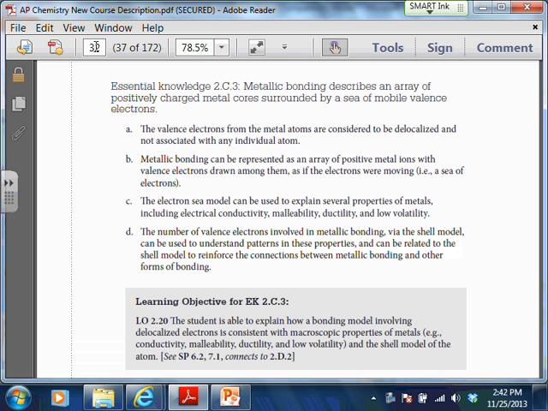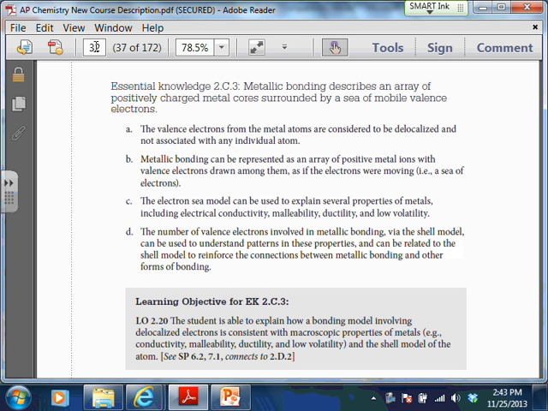Metallic bonding, it says, describes an array of positively charged metal cores surrounded by a sea of mobile valence electrons. You can see the wording that they're using there. The valence electrons from the metal atoms are considered to be delocalized, not associated with any individual atom, i.e. a hippie commune. B, metallic bonding can be represented as an array of positive metal ions with valence electrons drawn among them, as if the electrons were moving, as if they're able to flow a little bit.